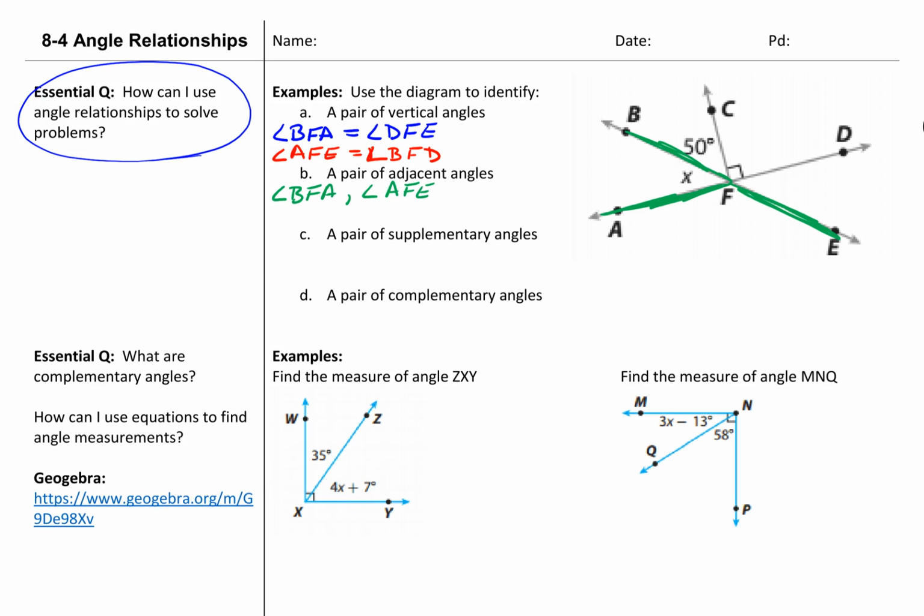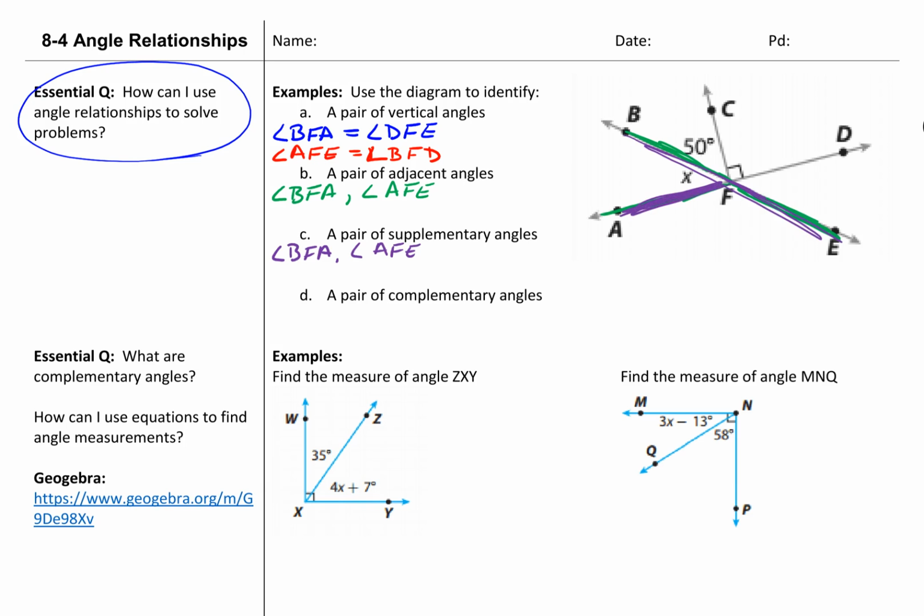Okay, let's move on to C. A pair of supplementary angles. Remember, those are angles that add up to 180 degrees. You're going to find supplementary angles on a straight line. Now, coincidentally, the same answer that I put for adjacent angles is also a good answer here. Angle BFA and angle AFE are supplementary. They're on this straight line.